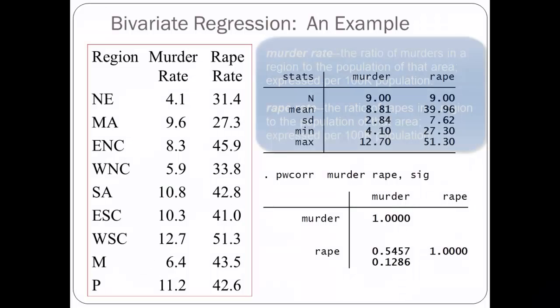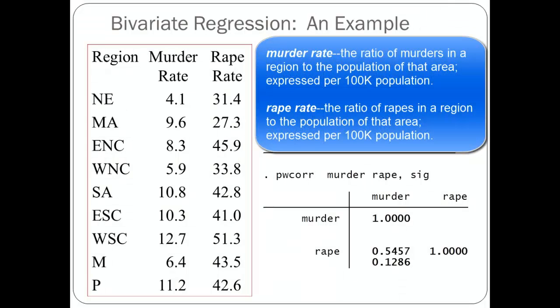The murder rate is the number of murders per 100,000 people. So it's a standardized rate so that you can compare regions of the country that are more populated to those that are less populated. In essence, we're saying every region has 100,000 people, and for example, in the Northeast, they have a murder rate of 4.1 per 100,000. In the Mid-Atlantic, the murder rate is 9.6 murders per 100,000, and so forth. Same thing for the rape rate. That's a rate of rape per 100,000 people.